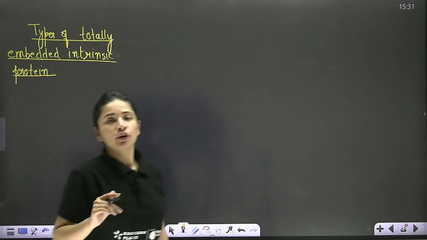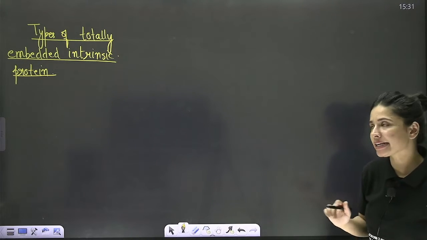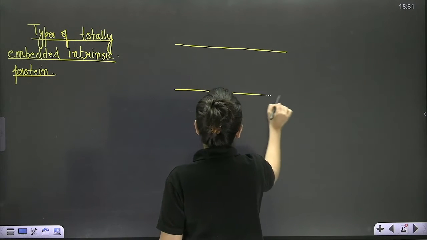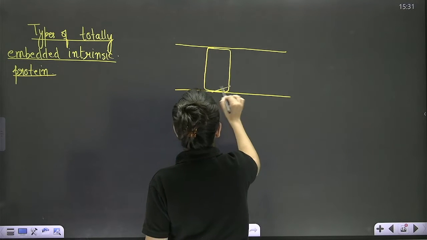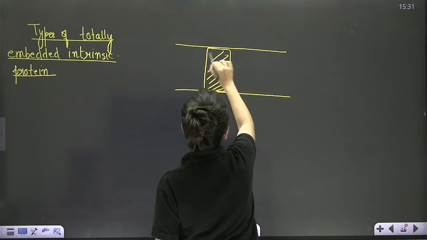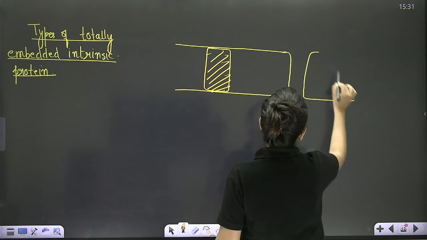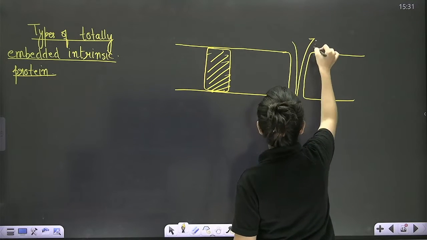Types of totally embedded intrinsic protein. Correct? For this, again, we need the lipid bilayer. Now, there are two types, as I told you. This is one type of intrinsic protein, and this is the second type of intrinsic protein.